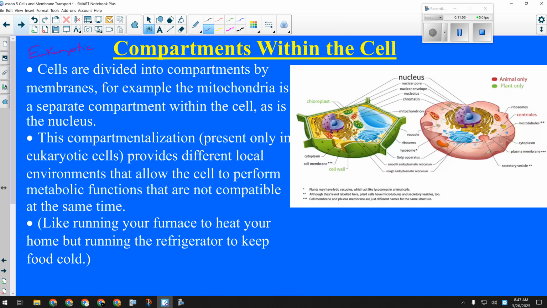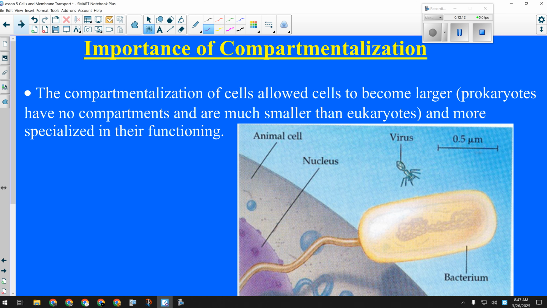Okay, so the separate compartments are all of those organelles: the Golgi, the nucleus, the rough ER, the smooth ER. All of those are their own separate compartments, and inside of there are the perfect conditions for whatever process is going on. That's compartmentalization. So the compartmentalization of cells means cells can get bigger. If things are running more efficiently, cells are naturally going to grow.